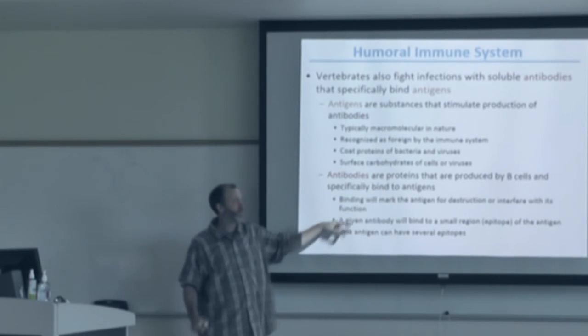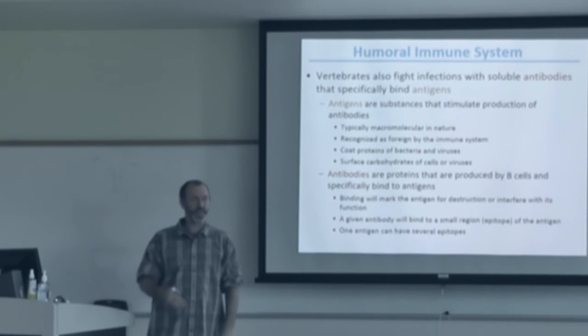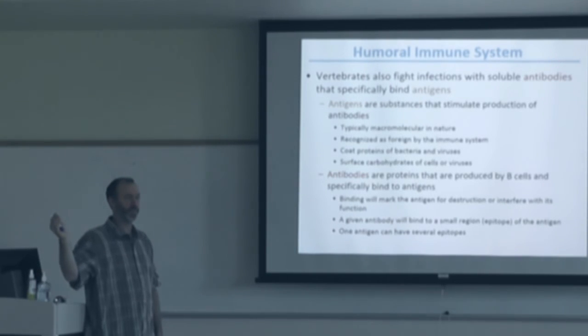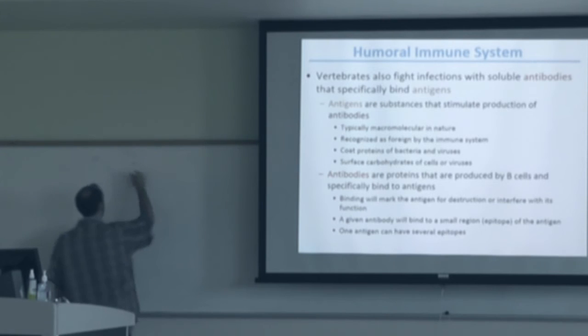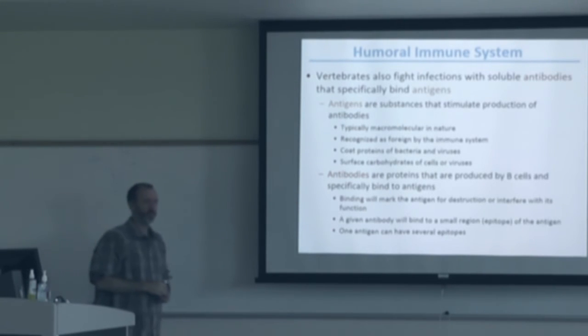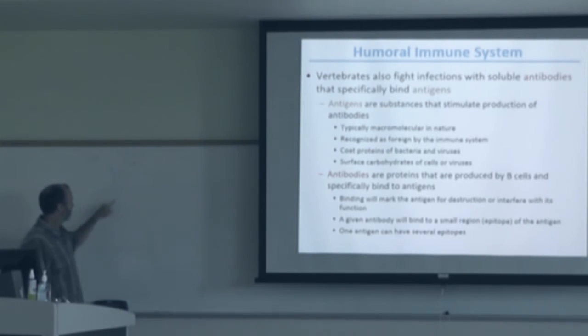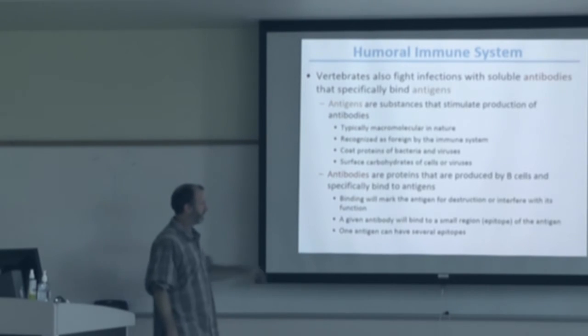Binding will mark the antigen for destruction or interfere with its function. So in the lab, you can make antibodies that will actually interfere with the protein's function to try to correct disease. If you have a mutant protein that's causing a problem, if you give antibodies or just the Fab fragment, you can actually block the function of that bad protein. And if you only deliver the Fab fragments, you won't have the Fc there, so you won't generate an immune response to that bad protein, although you might want to. It depends on your strategy to treat that disease.